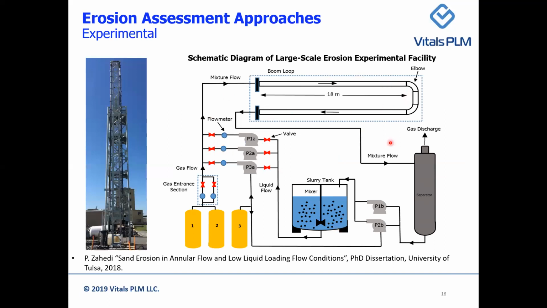And then this mixture is returned to this separator, and gas exhausts from the top of the separator, and the mixture of liquid and sand is returned to this tank to recirculate through the loop. So the required gas for experiments is provided by these compressors, and in each experiment, thickness loss can be measured at the location of these elbows.